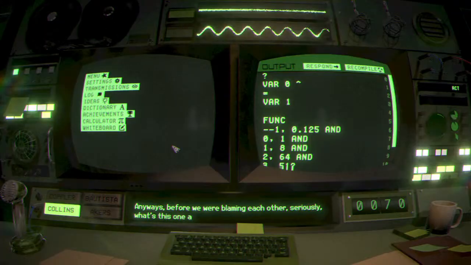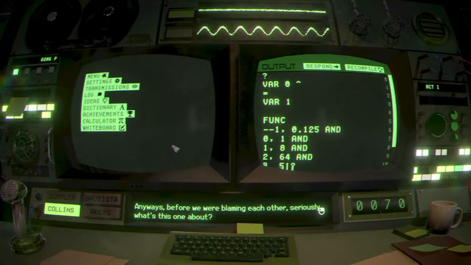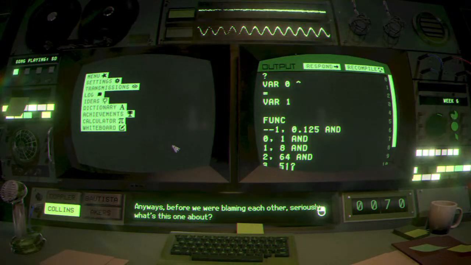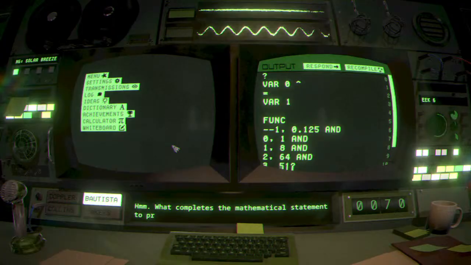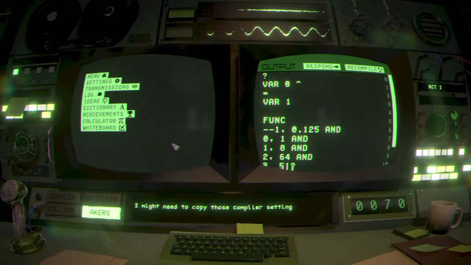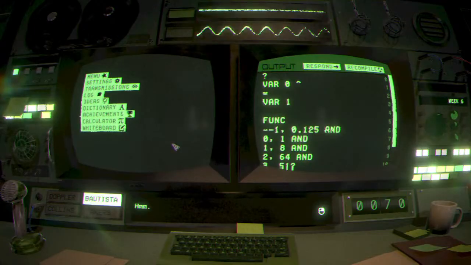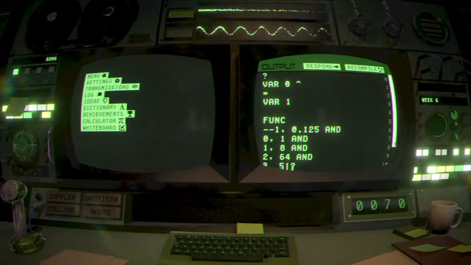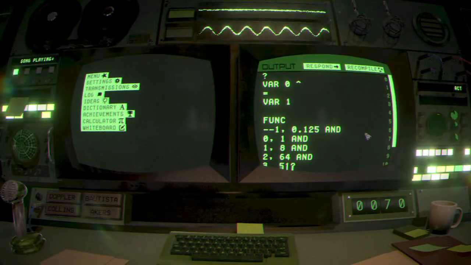Anyways, before we were blaming each other, seriously. What's this one about? What completes the mathematical statement to produce these values? That's what you got out of it? I might need to copy those compiler settings of yours. I mean, yeah. Okay.